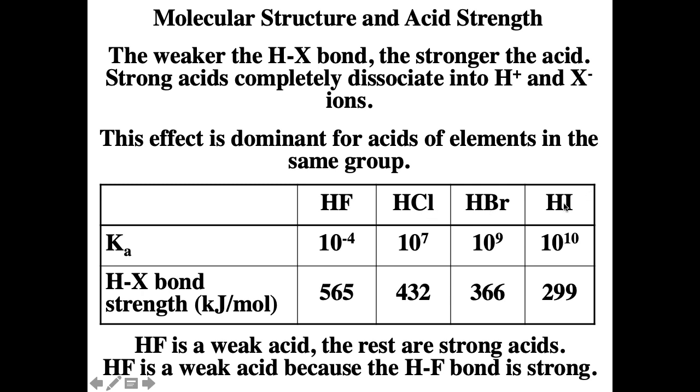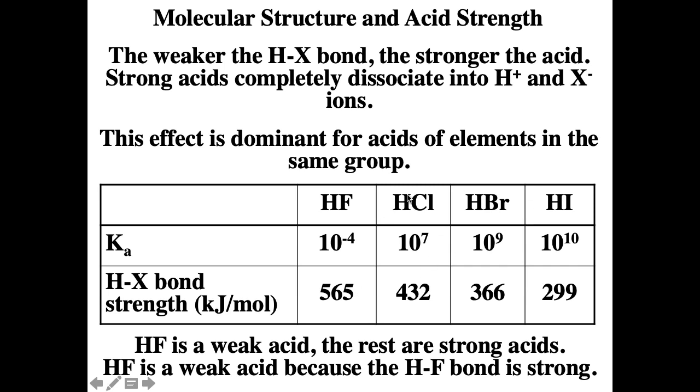And so the iodine and hydrogen are farther apart, and so it's going to be a weaker bond. With HF, the fluorine is much smaller, and so it can get closer to hydrogen, and it's going to have a stronger bond. The bond strength for HI is 299, HBr is 366, HCl 432, and HF is 565. Now, the weaker the bond, the stronger the acid.